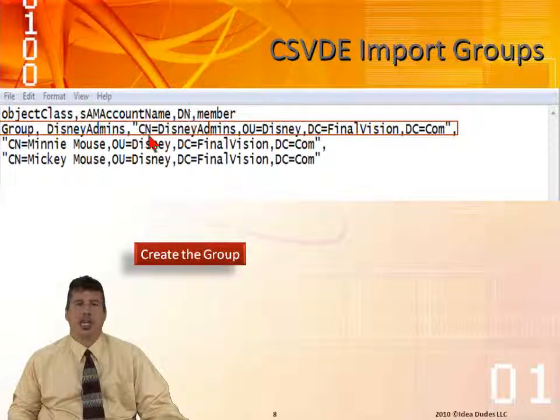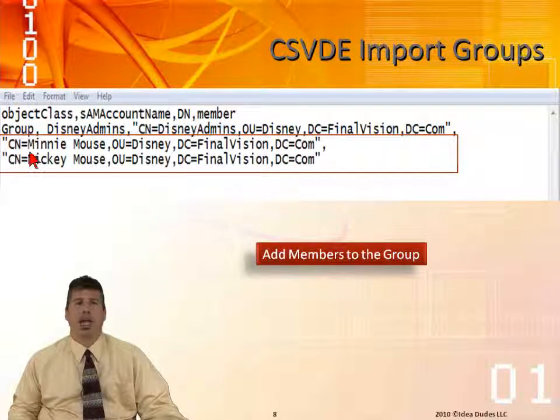Then the actual DN is going to be Disney Admins, OU is equal to Disney, DC is equal to Final Vision, DC is equal to Com. Then we're going to add the members. We're doing Minnie Mouse. The OU is Disney, DC is equal to Final Vision, DC is equal to Com. So when you're adding members to a group, what we do is we identify it using the distinguished name. So we're adding Minnie Mouse and Mickey Mouse here.